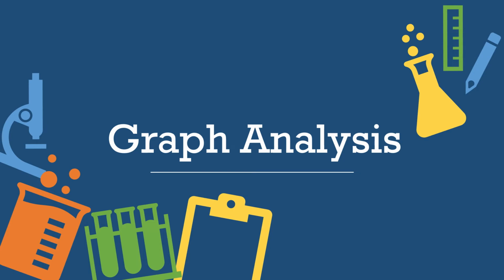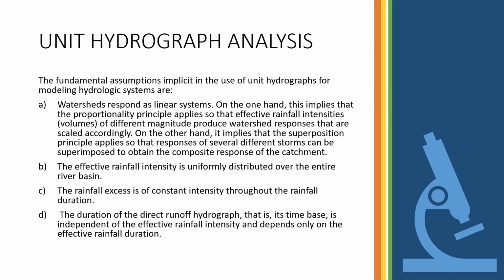Graph analysis. Unit hydrograph analysis. The fundamental assumptions implicit in the use of unit hydrographs for modeling hydrologic systems are: watersheds respond as linear systems. On one hand, this implies that the proportionality principle applies, so that effective rainfall intensities or volumes of different magnitude produce watershed responses that are scaled accordingly. On the other hand, it implies that the superposition principle applies, so that the responses of several different storms can be superimposed to obtain the composite response of the catchment.